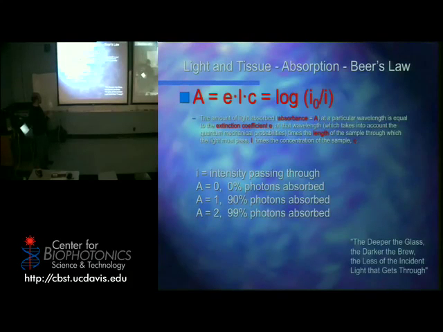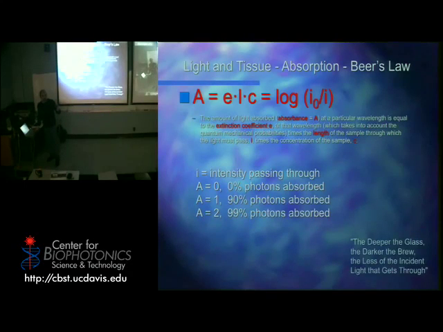If this is the incident number of photons and this is how many got through, if 10 times as many photons went in as came out, 10 over 1, the log of 10 is 1. If 99% of the photons were absorbed, the absorption is 2. They use this log relationship because then you could figure out an absorption and it would be linear with the path length and with the concentration. So this is Beer's law.